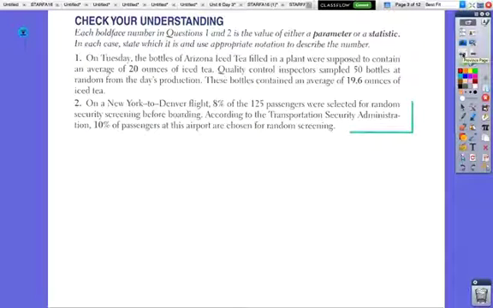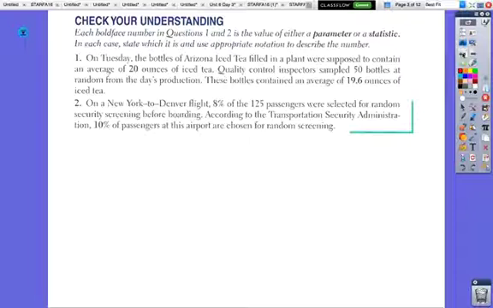To get started, we're going to look at a couple of different examples so that you can see the difference between a parameter and a statistic. Your directions are, for each boldface number in questions 1 and 2, basically those represent either a parameter or a statistic. In each case, state which it is and use the appropriate notation to describe the number.